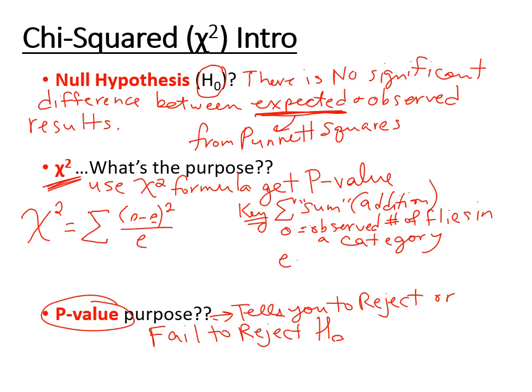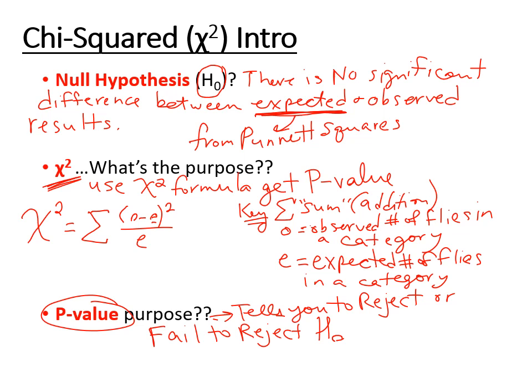And what do you think E is? Well, we mentioned observed, so now we have to mention the expected number of flies in a category. And again, how do you get that expected? From a Punnett square. And that's going to make more sense as we go through the practice problems.